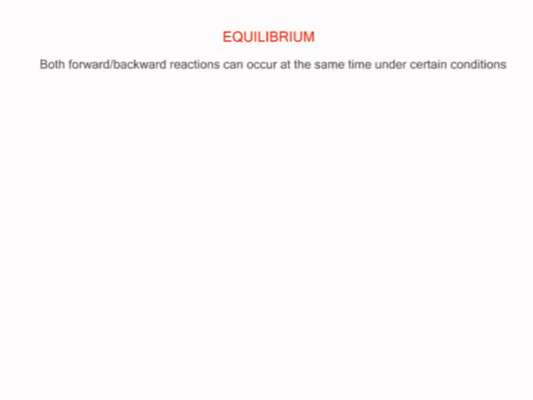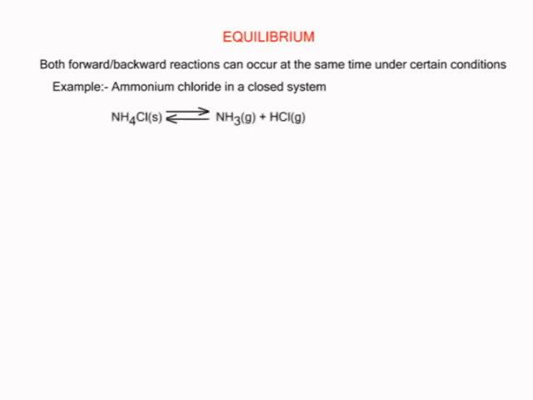Now, both the forward and backward reactions can occur at the same time depending on the conditions under which the reactions occur. For instance, if we have white fumes of ammonium chloride in a closed system, remember ammonium chloride decomposes to ammonia and hydrogen chloride gas. And again, ammonia and hydrogen chloride can combine to give ammonium chloride.